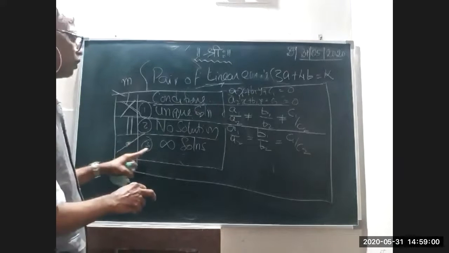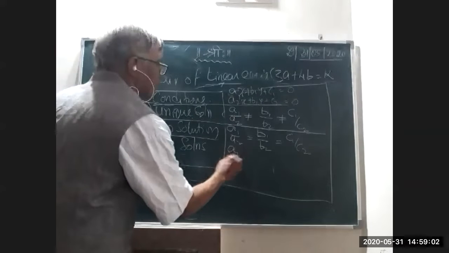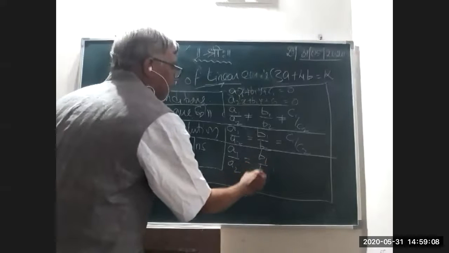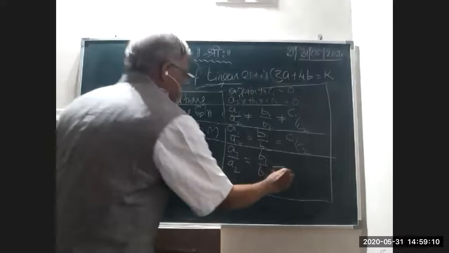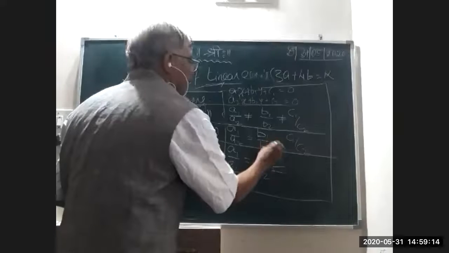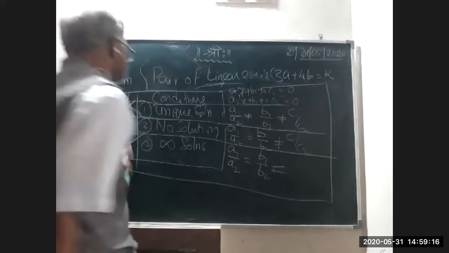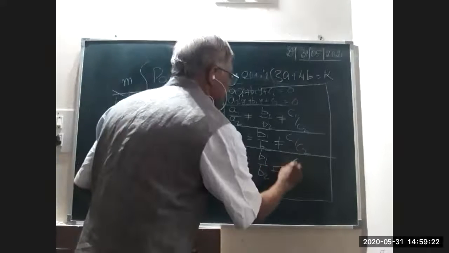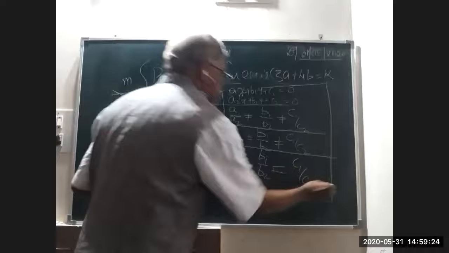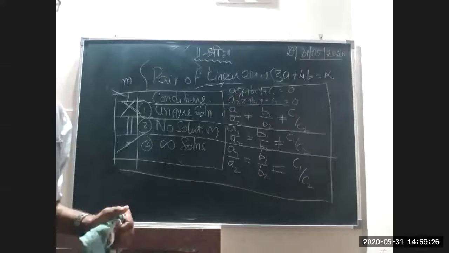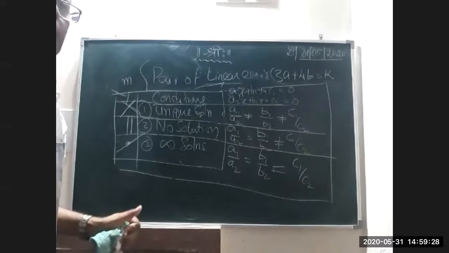Now come back to infinite solutions. When I have infinite solutions, a1 by a2 will be equal to b1 by b2, but here it is not equal to c1 by c2 in the parallel case. Here, in infinite solutions, it will be equal to c1 by c2. I hope you have understood.